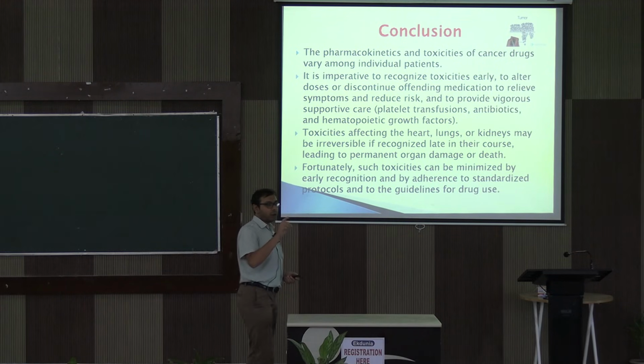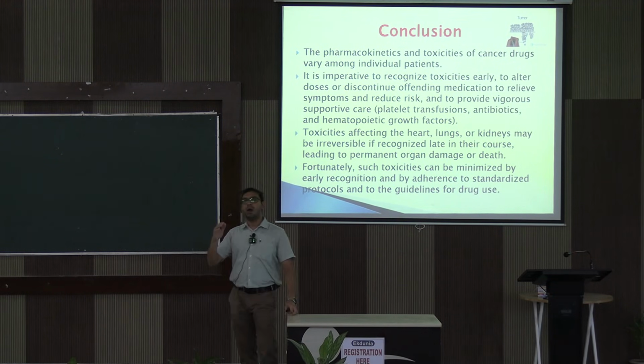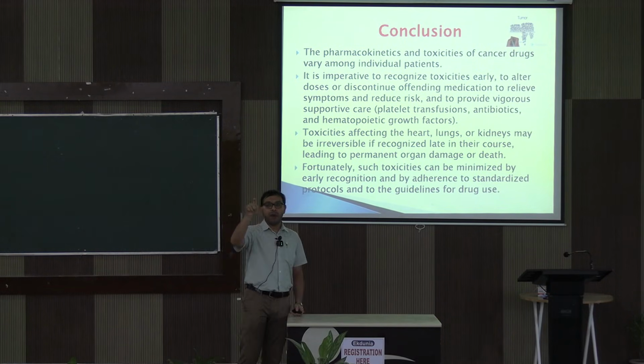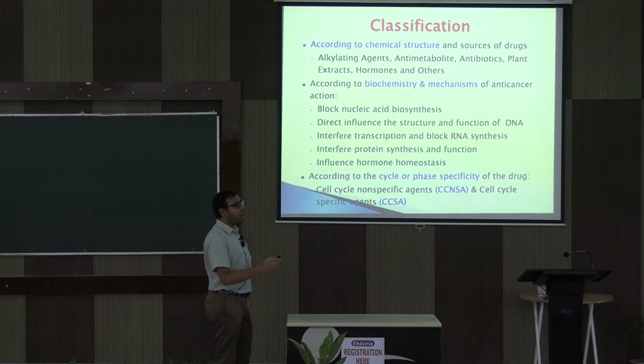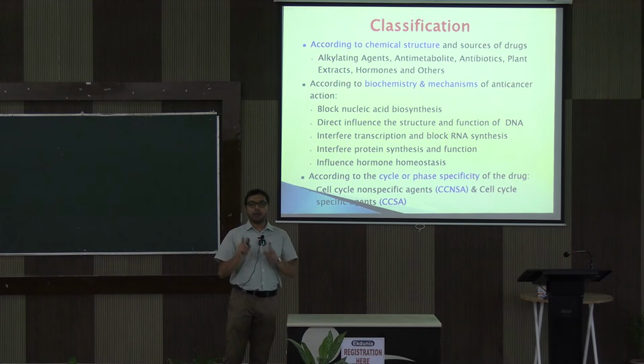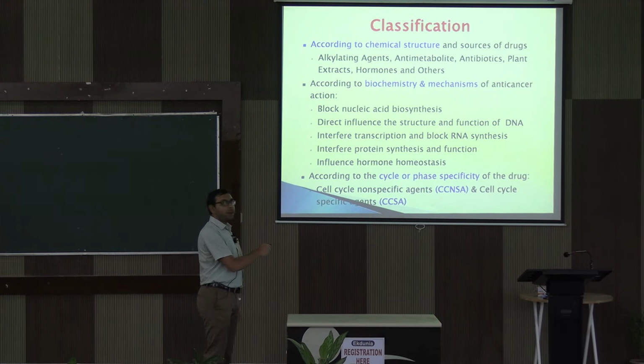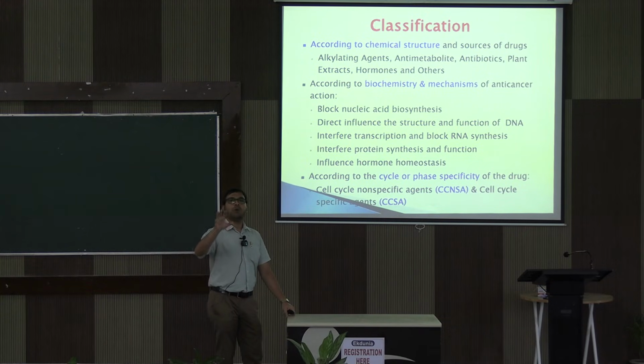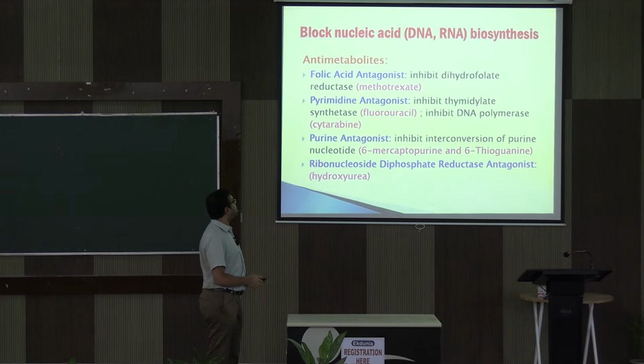So after this cancer chemotherapy principles, we will start individually, one by one, about the different types of the drugs. Already we have shown the different names of the drugs and the classification. We have discussed the cell cycle specific and non-specific drugs. It can also be classified according to the chemical structure. There are different groups according to the biochemistry or mechanisms that act on different phases of the cell cycle, like purine analogs, pyrimidine analogs, anti-tumor antibiotics, or according to the phase of the cell cycle.